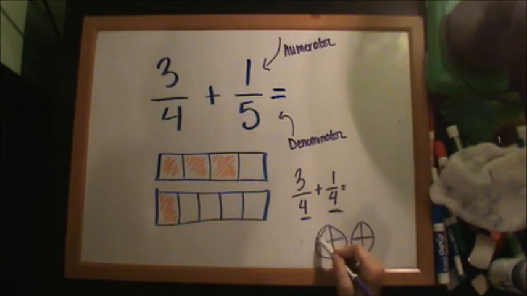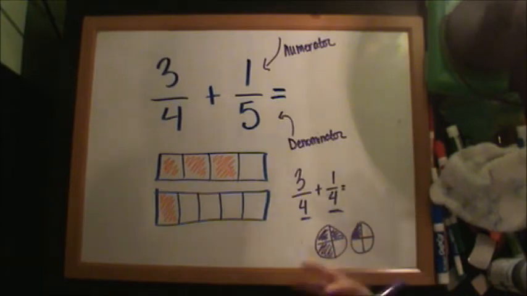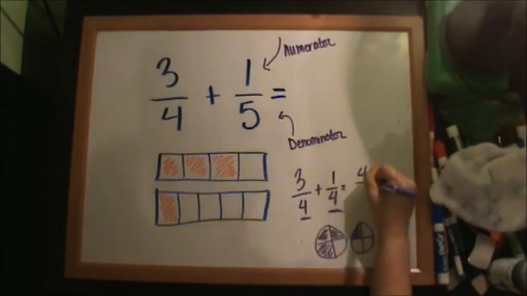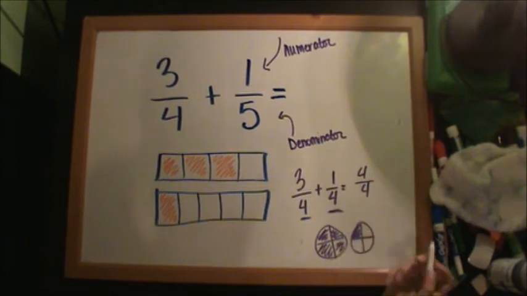We can go ahead and add 3/4 and 1/4 because they are similar sized pieces. So we know that this is 4/4. We ate that whole pizza, right?